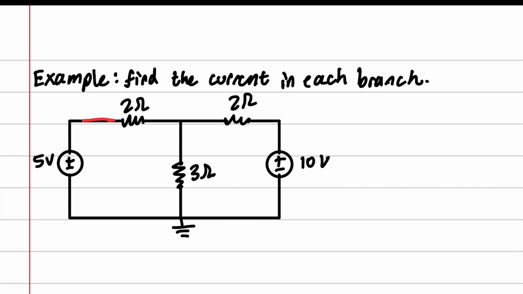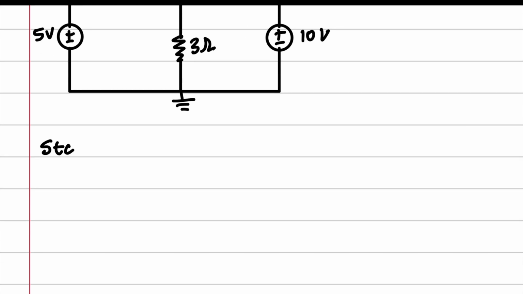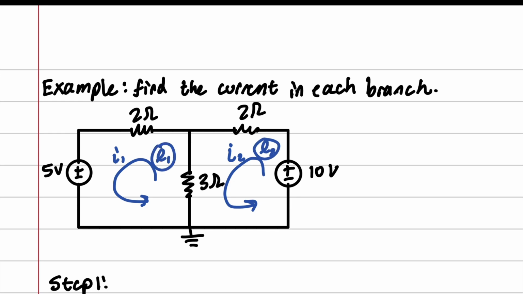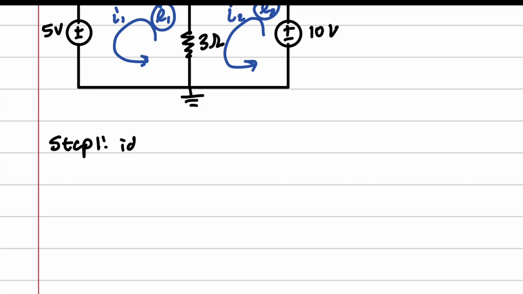I'm going to remove those arrows so that it's clearer. Now, I am going to go ahead and do step 1. I'm going to choose an arbitrary loop, okay? I'm just going to say both of them are going counterclockwise. I'm going to call this one I1 and this one I2, and loop 1 and loop 2, okay? So step 1 is to identify the loops. Step 2 is to apply KVL, okay?